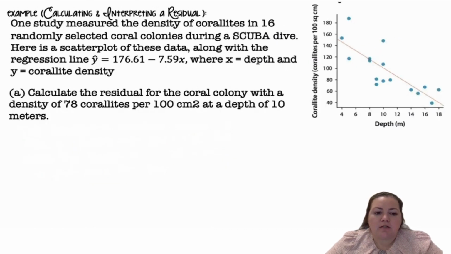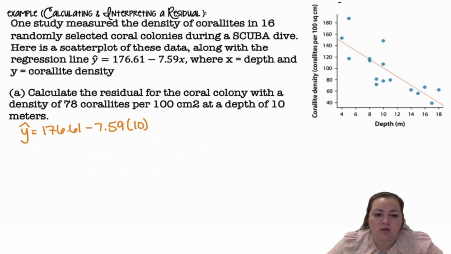All right, calculating and interpreting a residual. One study measured the density of corallites in 16 randomly selected coral colonies during a scuba dive. Here is a scatter plot of these data along with the regression line y hat equals 176.61 minus 7.59x, where x equals the depth and y equals the corallite density. Calculate the residual for a coral colony with a density of 78 corallites per 100 centimeters squared at a depth of 10 meters.